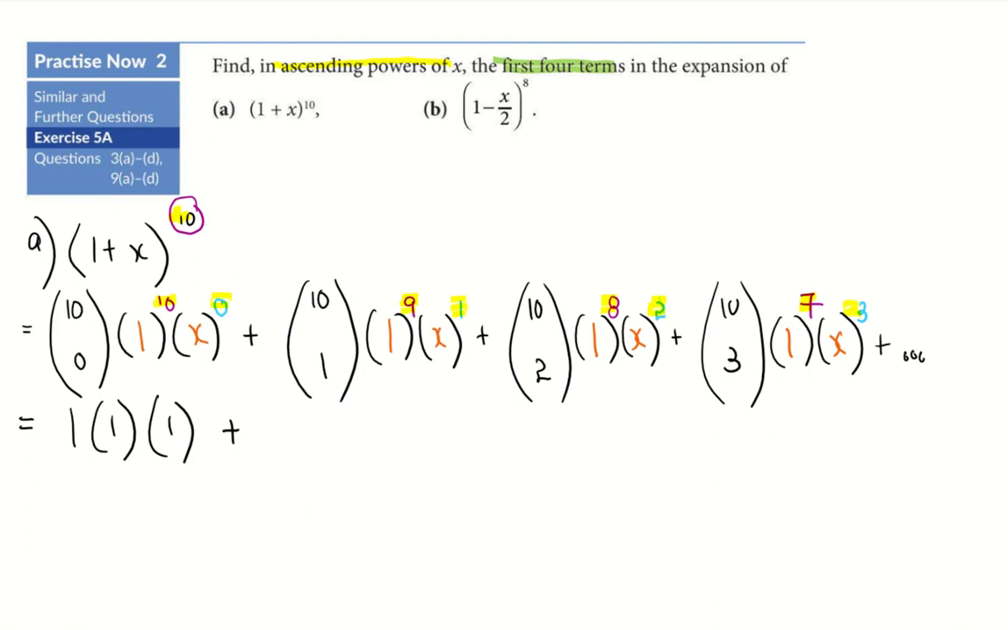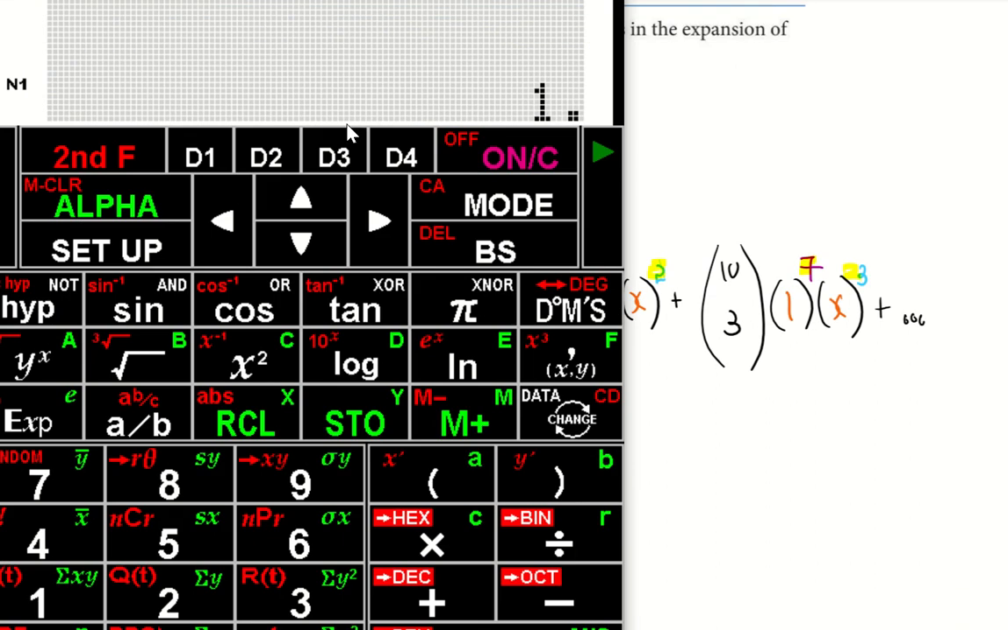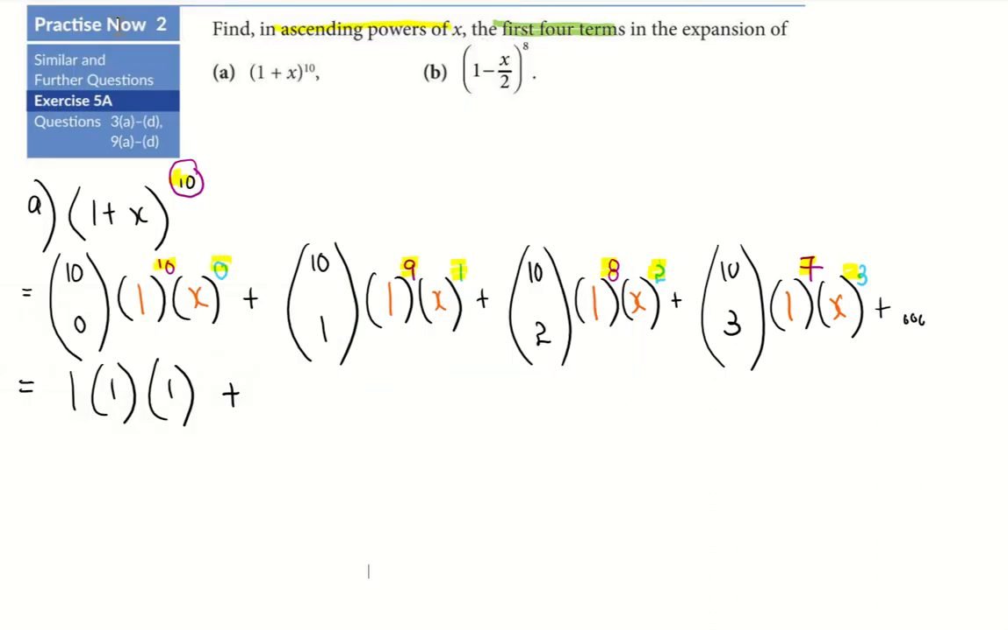Likewise, teacher, what is 10 choose 1? Okay, press the calculator again. 10 choose 1. I get 10. So let me write down again. 10 times 1 times x.